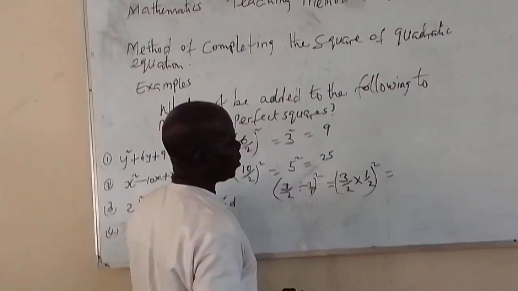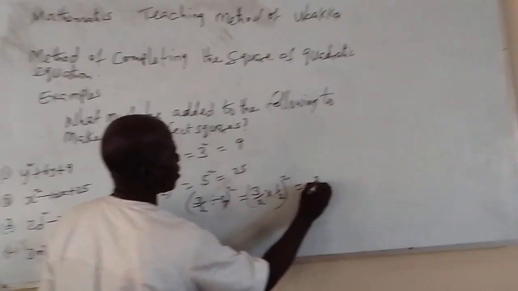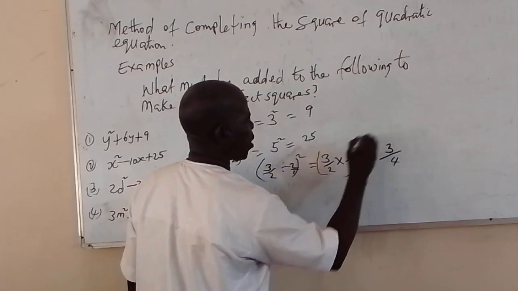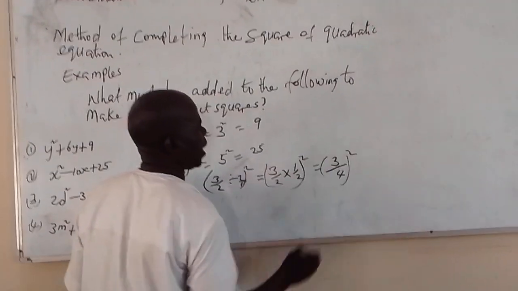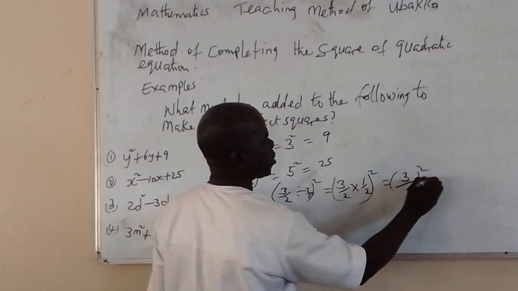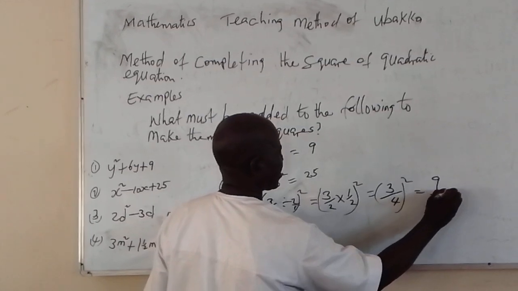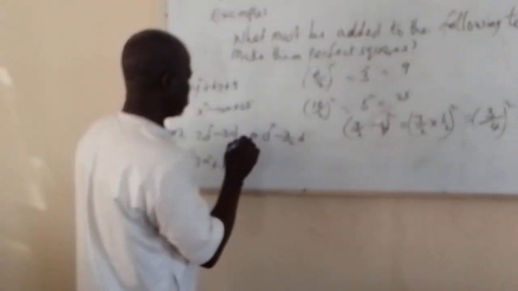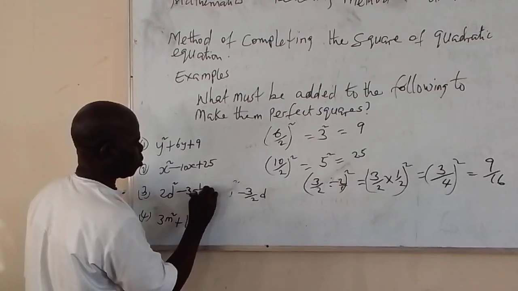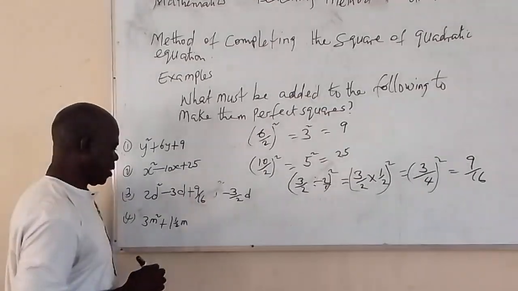So we have 3 times 1, which is 3, all over 2 times 2, which is 4. Squaring the result, we will have 2 up there. 3 squared is the same thing as 3 times 3. 3 times 3 is what? It's 9. Then 4 times 4 is what? It's 16. You come and add it here, you will have plus 9 all over 16.